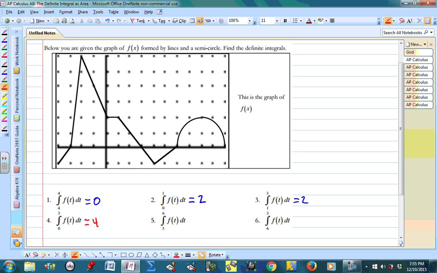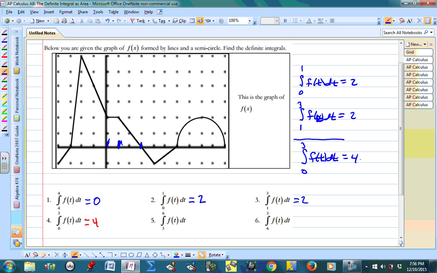If you remember, back in problem number 2, we found that the integral from 0 to 1 of f of t dt was 2. And we found that the integral from 1 to 3 of f of t dt was 2. Well, since we have the same function, integrating from 0 to 1 and then from 1 to 3, finding the sum will give us the total integral from 0 to 3. And you see that 2 plus 2 is 4.